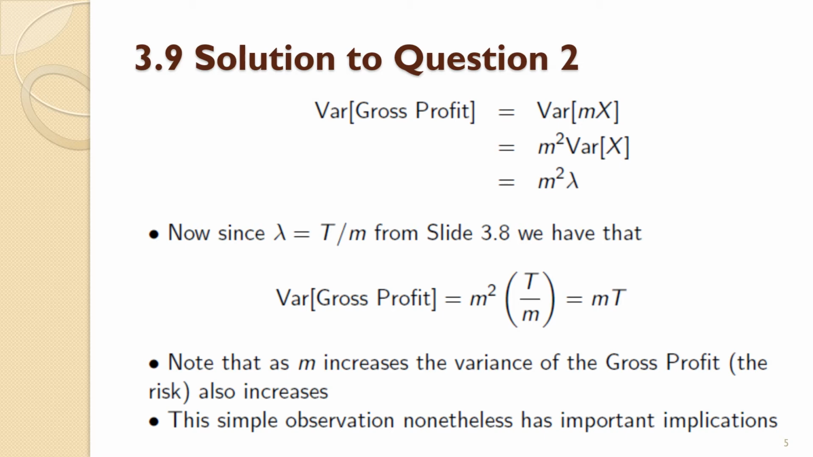So the point of this is that since the variance of the gross profit is equal to M times T, as M increases, the variance of the gross profit increases as well. Okay, so as you increase M, the risk of the whole thing also increases. This is just a simple observation, just high school algebra really. But the implication is that the higher the margin is on each item, potentially the more risky it is in terms of hitting this original sales objective.